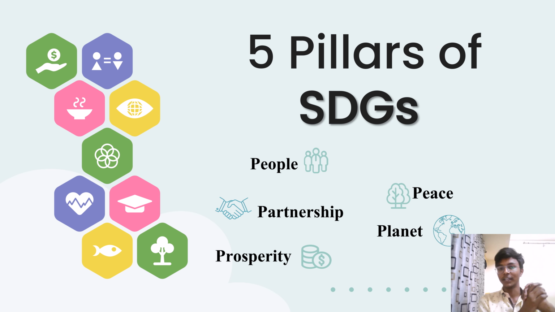Next, the five pillars of SDGs. I told you the five pillars: people, peace, partnership, planet, and prosperity. Guys, these are the main pillars of the SDGs. We'll discuss them one by one.